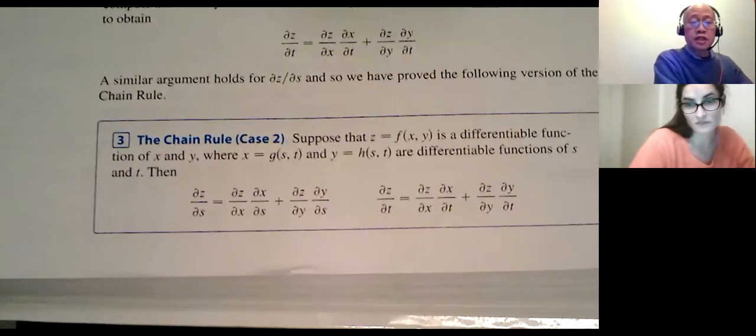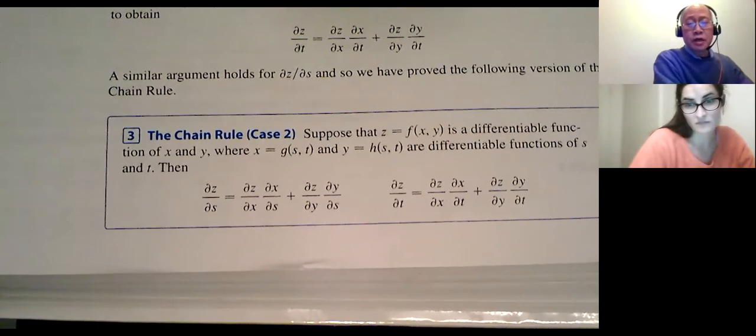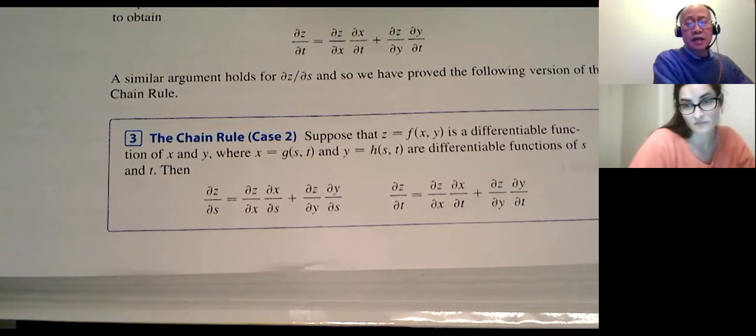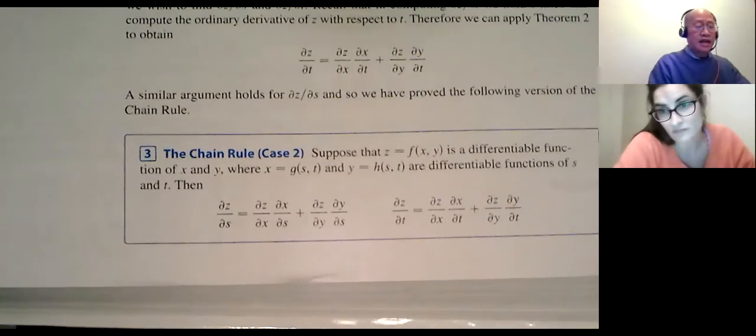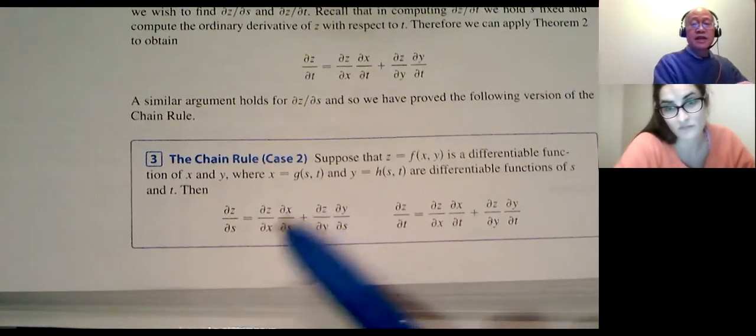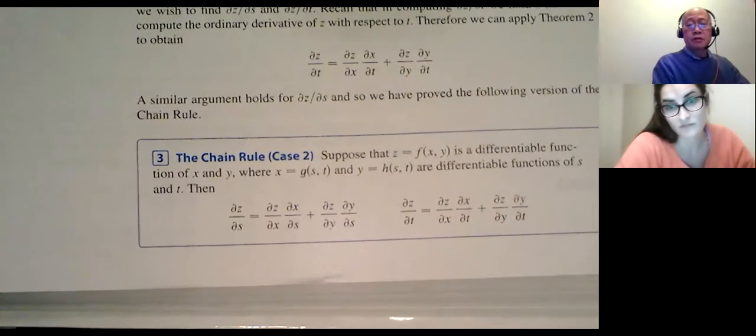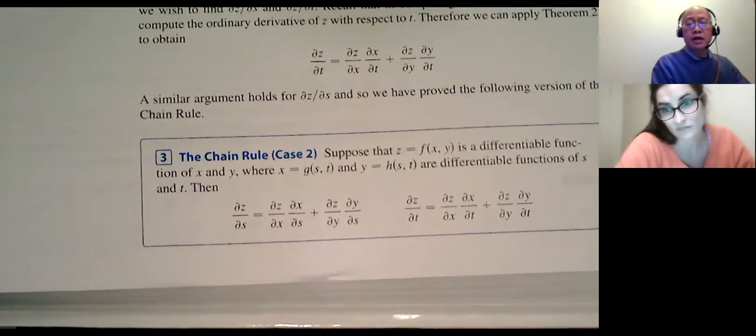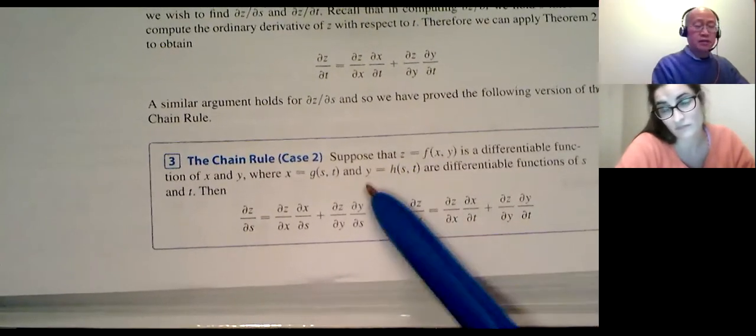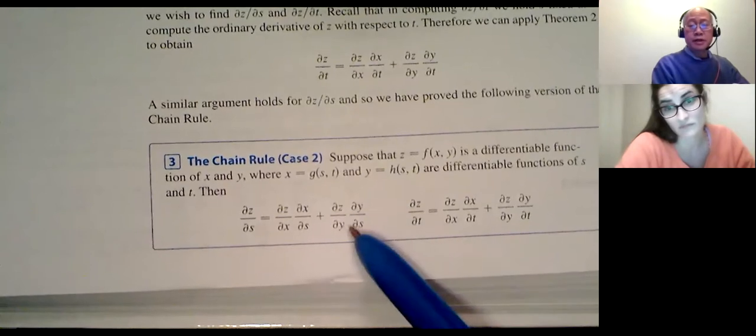So the partial of z with respect to s is the partial of z with respect to x times the partial of x with respect to s. Again, it kind of looks like the dx's cancel out. Plus partial of z with respect to y, partial of y with respect to s. Again, it looks like the partial with respect to y cancels out.